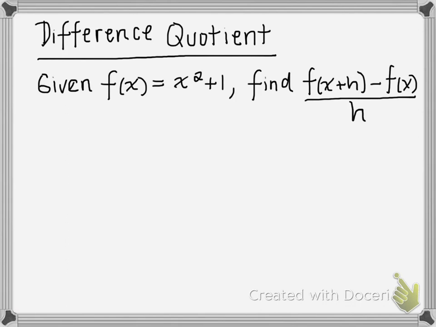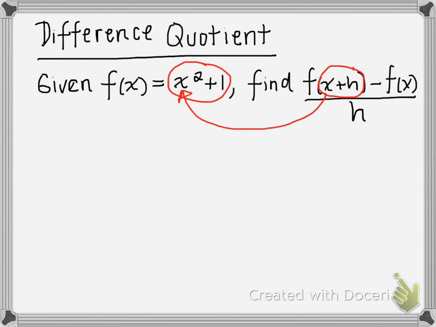Given a function f of x, find f of x plus h minus f of x over h. And what we are going to do is we're taking this f of the expression here, which is f of x, okay, and we are substituting x plus h into that expression wherever there's an x. It's as simple as that. So let's go ahead and do it.